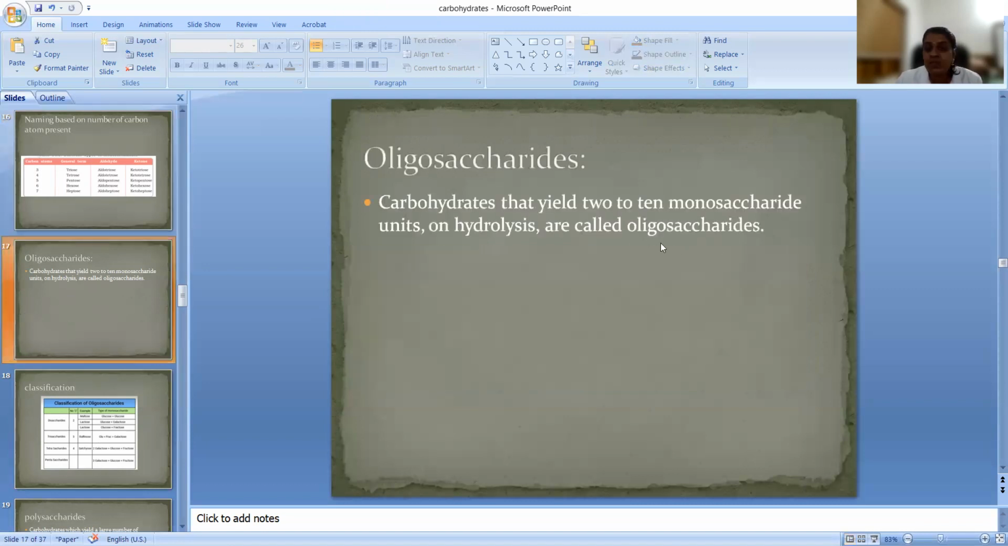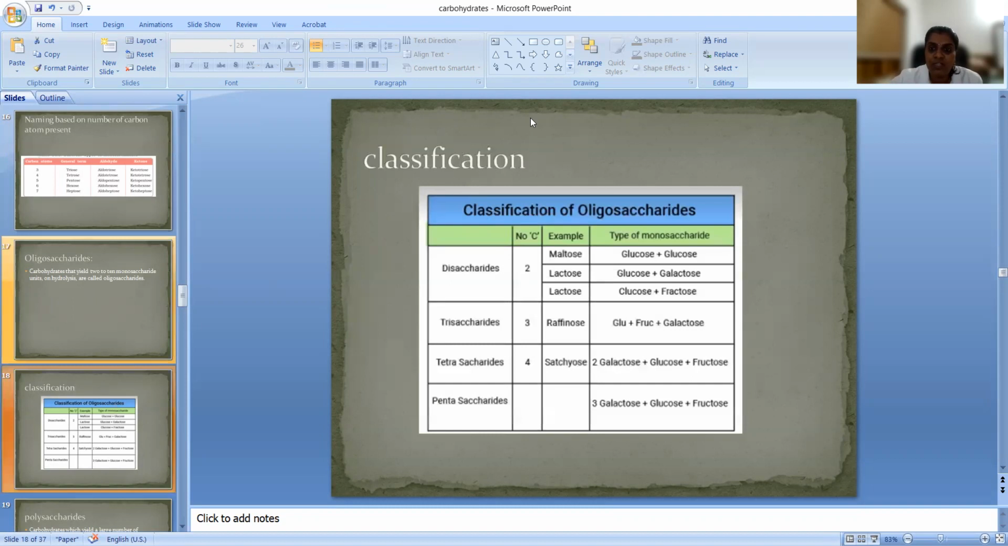Now, what is oligosaccharide? We already discussed the carbohydrate which yields 2 to 10 sugar units on hydrolysis. That is called oligosaccharides. The classification of oligosaccharides is here. Disaccharide, maltose: on hydrolysis, it will give you 2 glucose units. If it is lactose, 1 glucose and 1 galactose you will be getting. If it is sucrose, you will be getting 1 glucose and a fructose. A trisaccharide example is raffinose: glucose, fructose, and galactose you will be getting on hydrolysis.